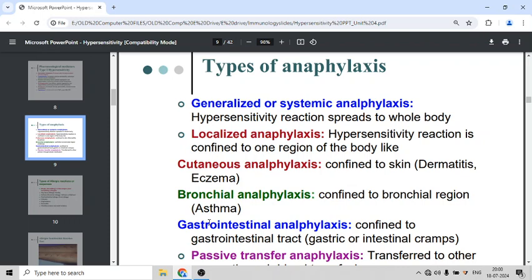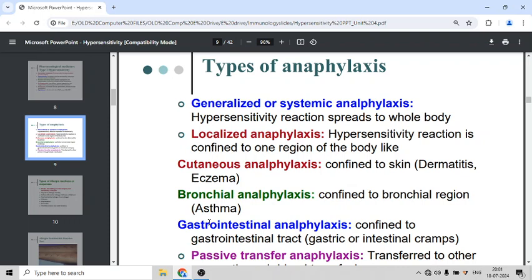As far as localized anaphylaxis is concerned, it is a hypersensitivity reaction experienced at a region of the body which is localized, not spread all over the body. It is in some area. So it could be the skin of an individual and it is localized only to the skin, then it is called cutaneous anaphylaxis. It may be in the form of dermatitis or eczema, or the person could experience the anaphylactic reaction in the bronchial region, especially the bronchi or trachea, the respiratory region of the lung, and extreme constriction of the trachea or bronchi may take place because of the pharmacological mediators, and that is called bronchial anaphylaxis.